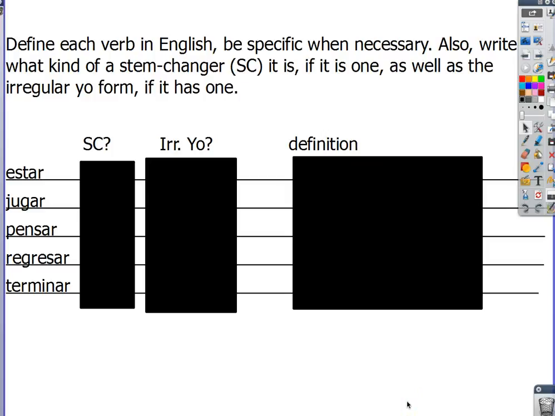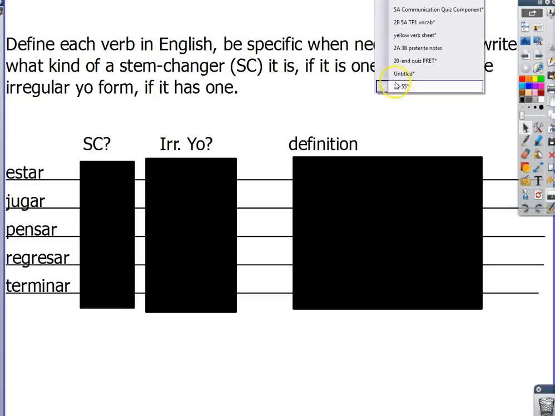All right, so you need to know how to prepare yourself for a preterite verb quiz. You're used to your verb quizzes looking like this. In the present tense, is it a stem changer? Does it have an irregular yo? And what's its definition?